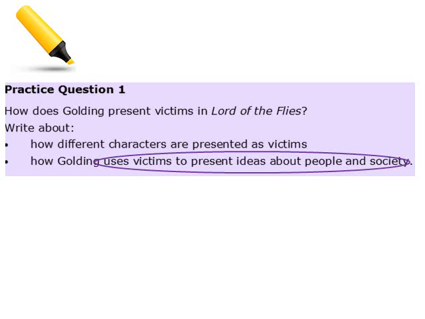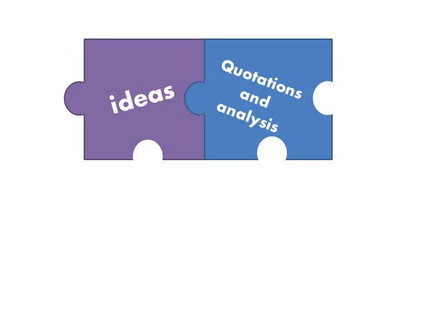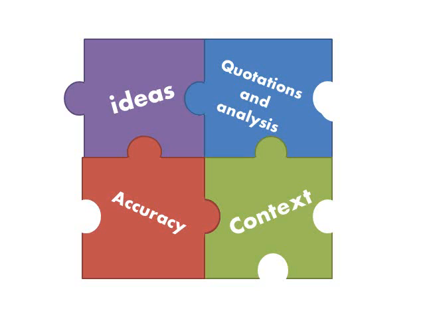So let's think about how we go about planning this. For this question you get marked for 4 things. Your ideas, and the more intelligent they are the better. Quotations and analysis, and again the more detailed, technical and insightful the better. You need to write about context, and the more related it is to the task the better. And finally you are also marked for accuracy. There are 4 marks here for spelling, punctuation and grammar.